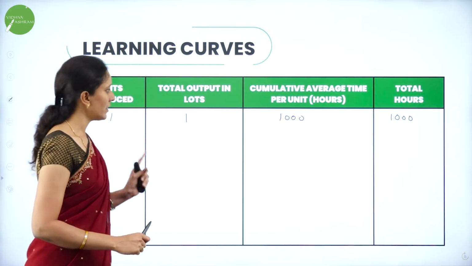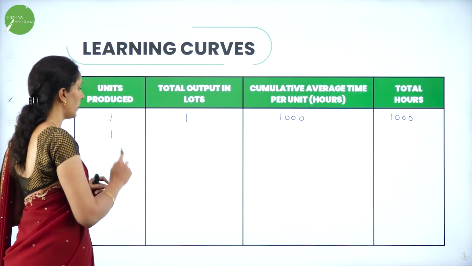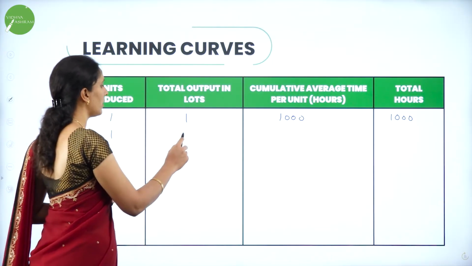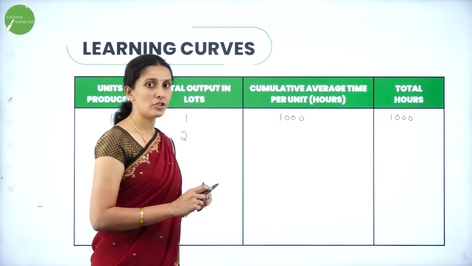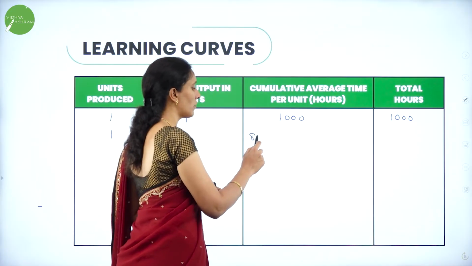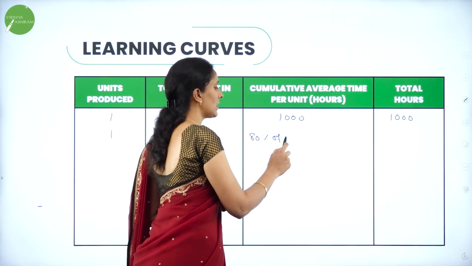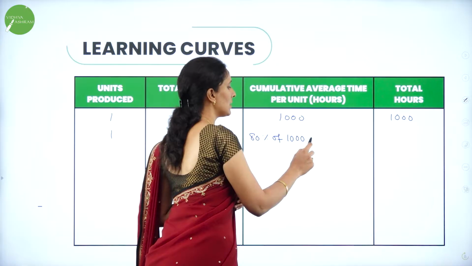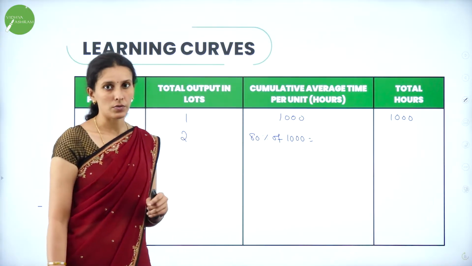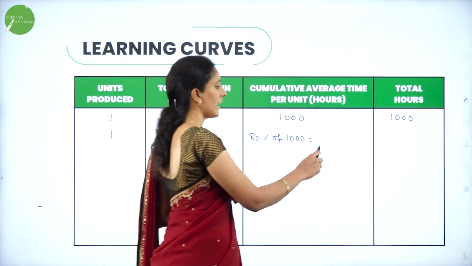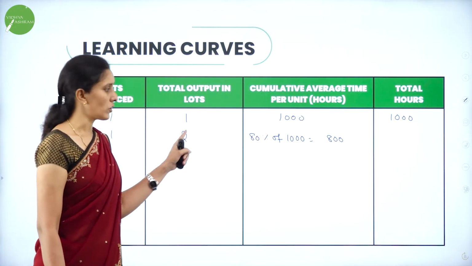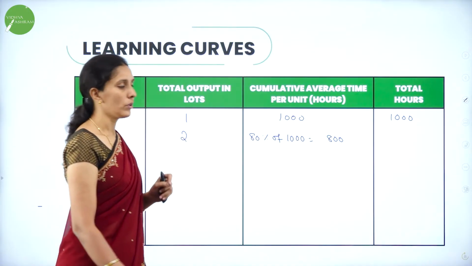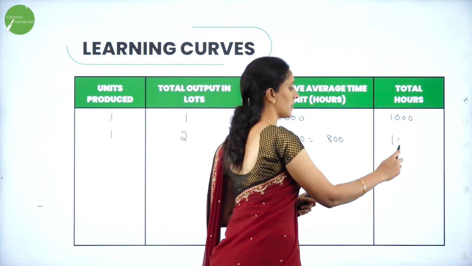So next condition is to produce next unit. So now total 1 plus 1 it is 2. The cumulative average time is 80% of 1000. So what is 80% of 1000? So now it is 800. But here we are producing 2 lots. So 800 into 2, this becomes 1600.